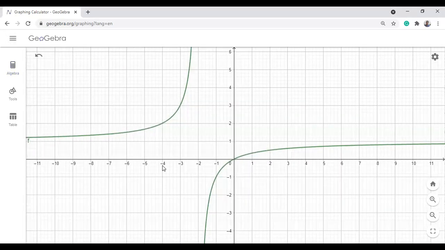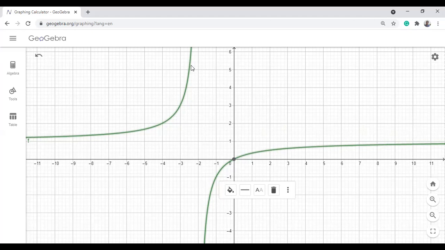If you still remember the table of values, if we have set x equal to -1, what's the value of y? It's -1, right here on the graph. If x is equal to 2, the value of y is 0.5. Here it is. So this is how we graph a given rational function. So you must know how to use GeoGebra.